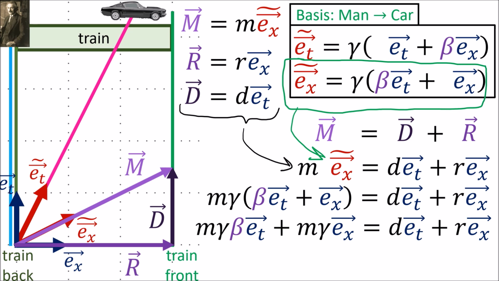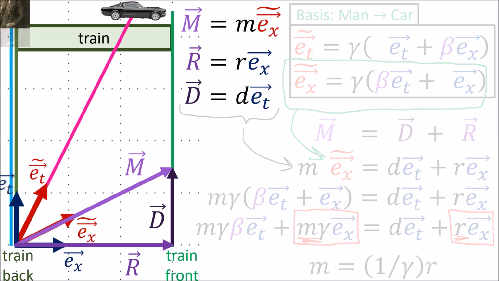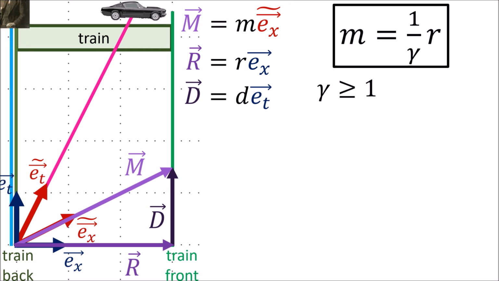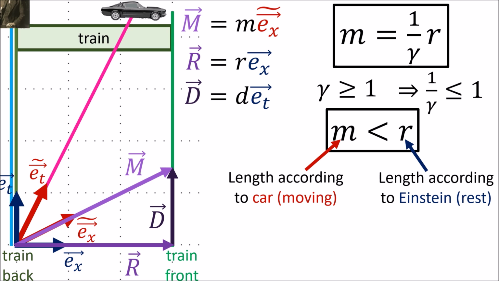So on either side of the equal sign, we have a vector written in terms of et and ex. This means that the ex components must be equal to each other. So we get that small m times gamma equals small r, or equivalently, small m equals 1 over gamma times small r. Since gamma is always greater than or equal to 1, this means that 1 over gamma is always less than or equal to 1. This means that the length of the train in the car's moving frame, small m, is shorter than the length of the train in Einstein's rest frame, small r.